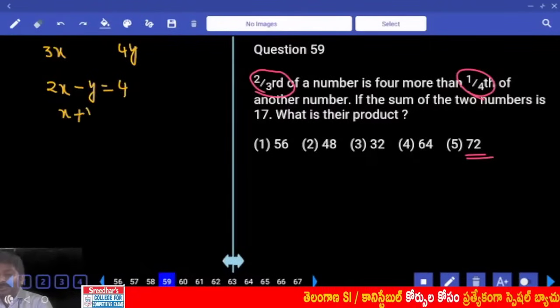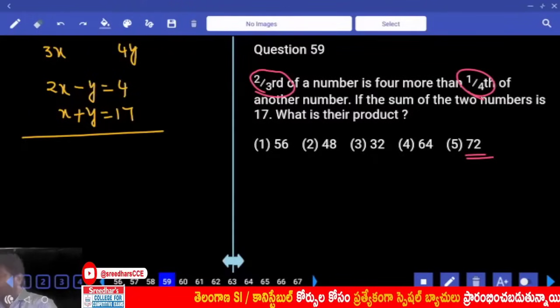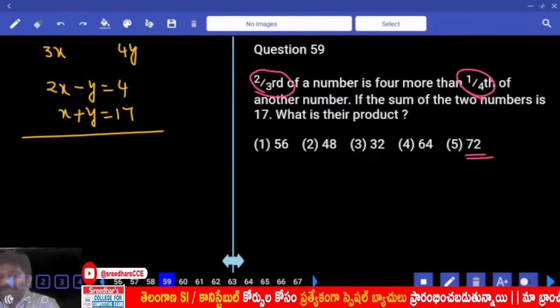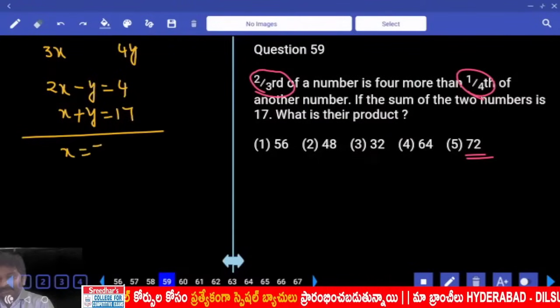And sum of both the numbers is equal to 17. If you add both, 3x is equal to 21. X is equal to 7.